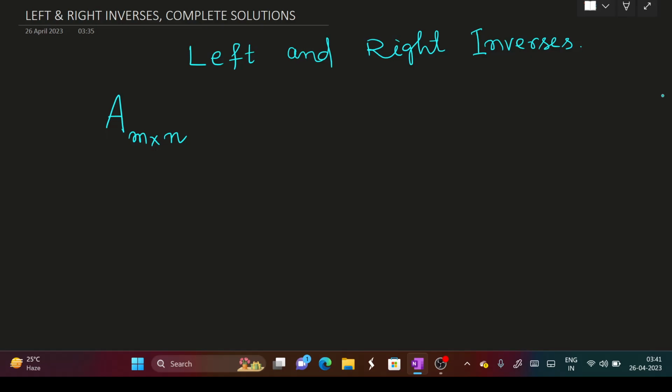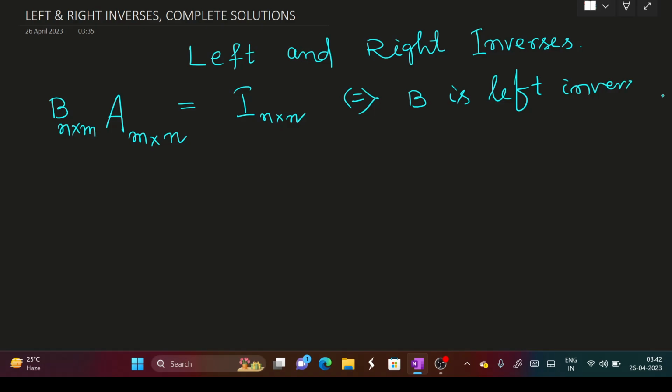So today we are going to discuss left and right inverses, also complete solutions if possible. Here A is any matrix having m rows and n columns. If there exists a matrix B having n rows and m columns so that I get the identity matrix of n rows and n columns, then B is said to be the left inverse of A. Why left? Because it is multiplied from the left hand side.